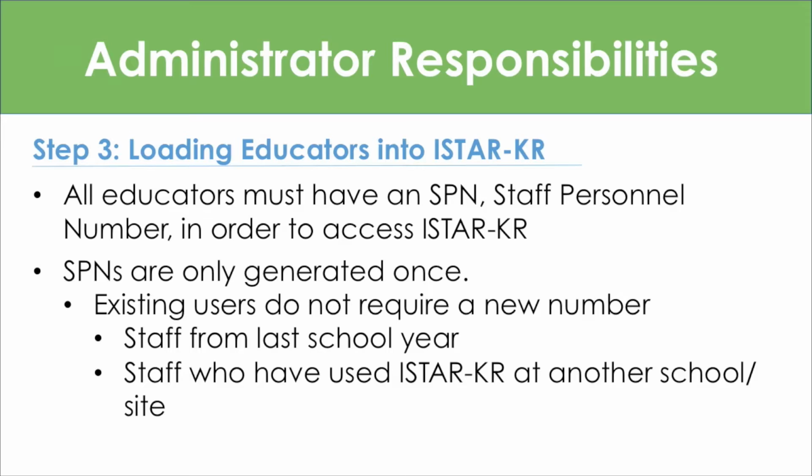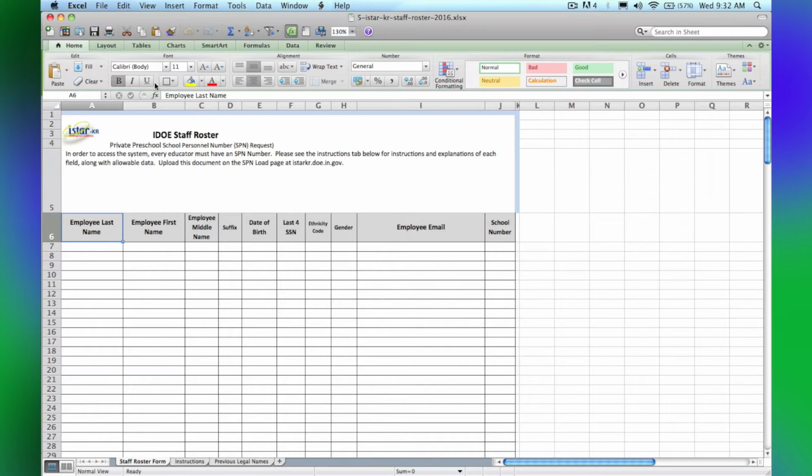SPNs are generated only once. So if you have staff members from last school year who had Istar Kr access, they do not need a new SPN. If you have hired a new staff member who has used Istar Kr at another school or site, you will not need to create an SPN for those users either. We will walk through the process of getting access for those users when we get to the educator section of our webinar. For all new Istar Kr users, an SPN will need to be generated.